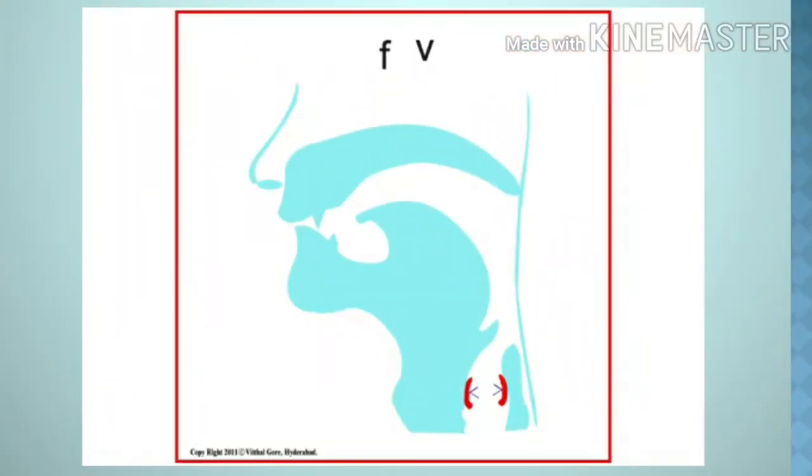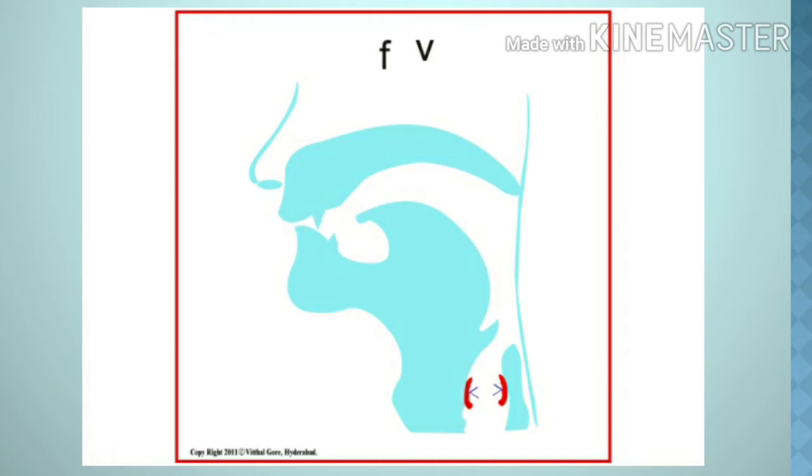Now, you understood why I call it labiodental? Labio means lips, dental means teeth. So there is a closure between the two organs of the body. That is, one is the lower lip, and the other is the upper teeth. That's why it is called labiodental.